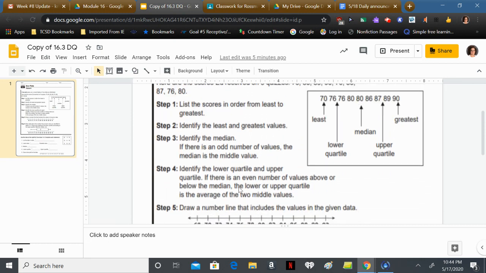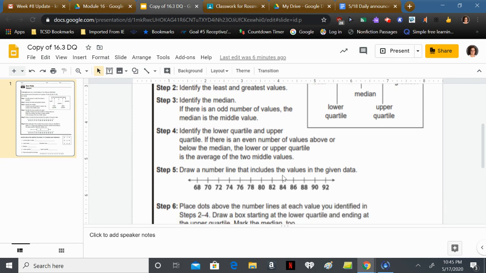Step 4, you're going to identify the lower quartile and the upper quartile. If there are an even number of values above or below the median, the lower or upper quartile is the average of the two middle values. So over here, below the median, we have 70, 76, 76, and 80. We're going to cross them out, and our lower quartile is 76. Our upper quartile, we have 86, 87, 89, 90. We're going to cross them out, and here is our upper quartile.